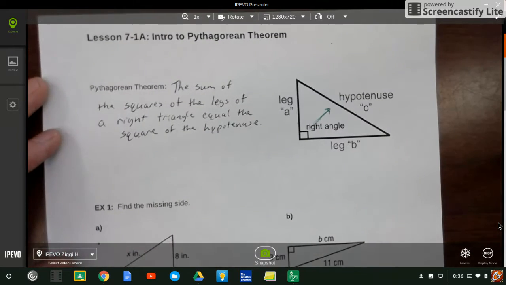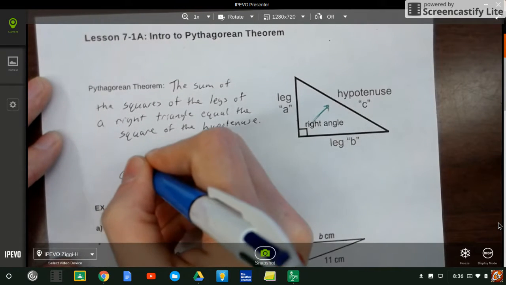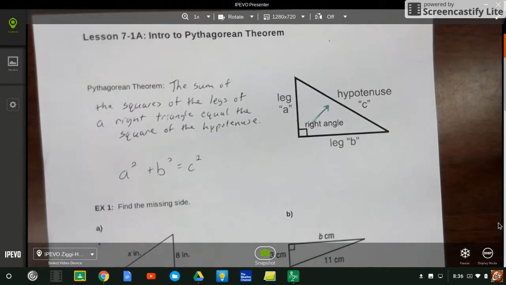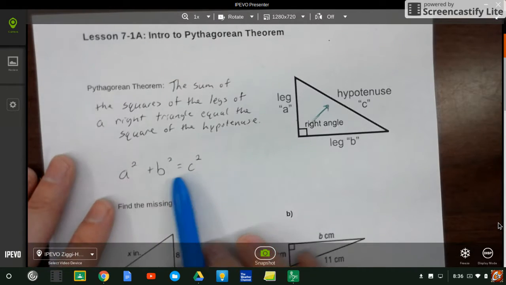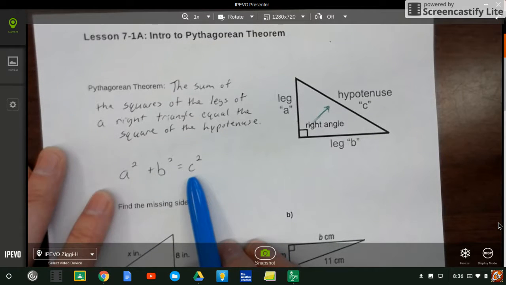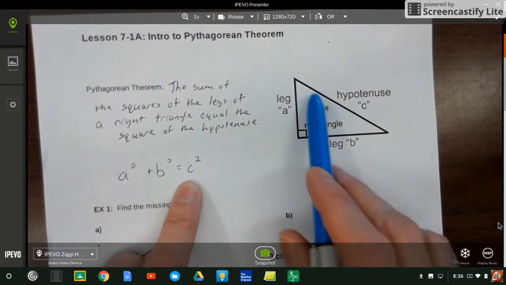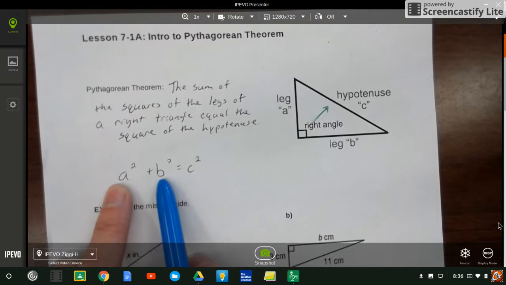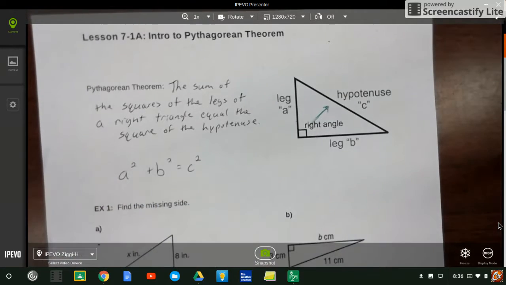Now, this is how it's actually said, but you probably know the Pythagorean theorem better as just a squared plus b squared equals c squared. Okay, and that's how a lot of people understand the Pythagorean theorem. But that's not really what the Pythagorean theorem says. A, B, and C, you need to know what they stand for. A and B are the legs of the triangle. C is the hypotenuse. So it still says the sum of the squares of the legs equals the square of the hypotenuse. But A, B, and C, I could change those letters.